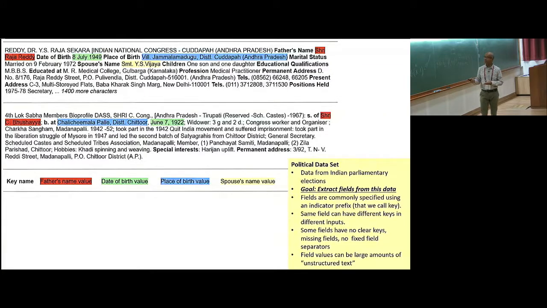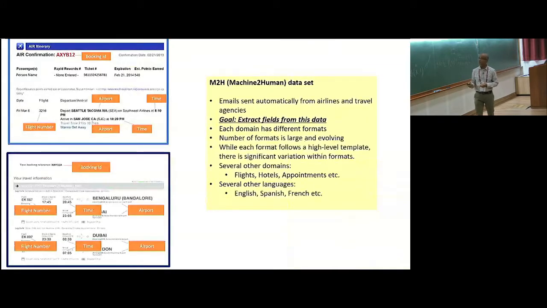Let me tell you a different problem. It's the same kind of problem, which is that these days you might all get emails about your flights. When you book a flight, either from an airline or from an aggregator like Cleartrip or Expedia, you will get an email like this. And it's interesting to extract from this email who the traveler is, what the flight number is, what the arrival time is, what the departure time is. And if you can extract that, you can do very many interesting things with it.